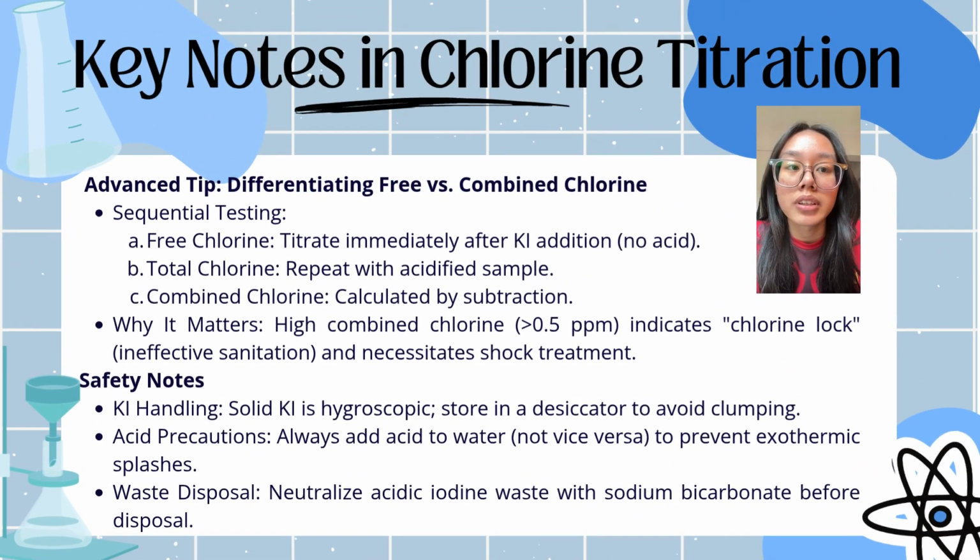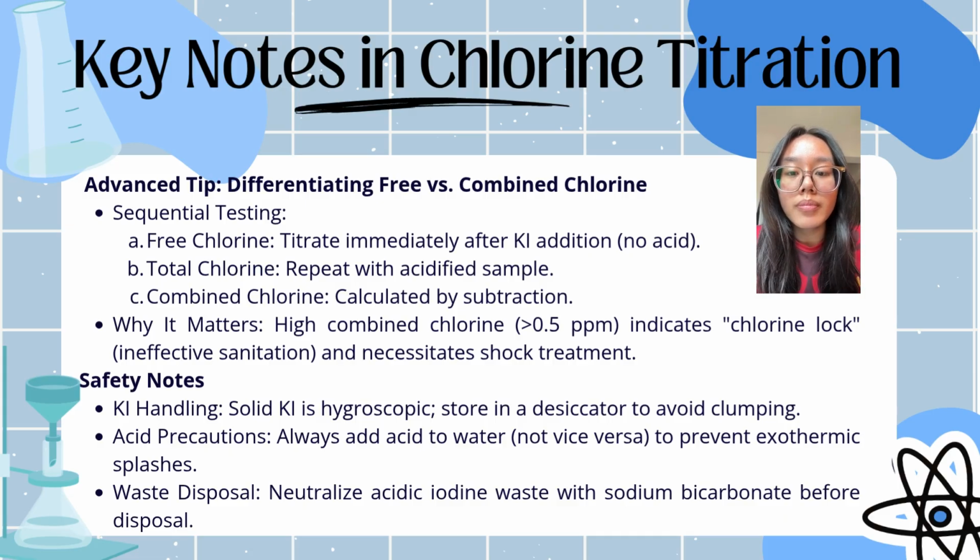Advanced tip: differentiating free versus combined chlorine. First, sequential testing steps. A. Free chlorine: titrate immediately after potassium iodide is added, without acid. This measures only the chlorine that is immediately reactive.